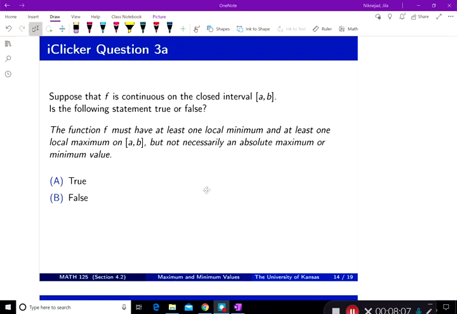So now that you paused, let's look at this. f is continuous and the interval is closed. Therefore, there should be an absolute min and absolute max. So the statement is false.